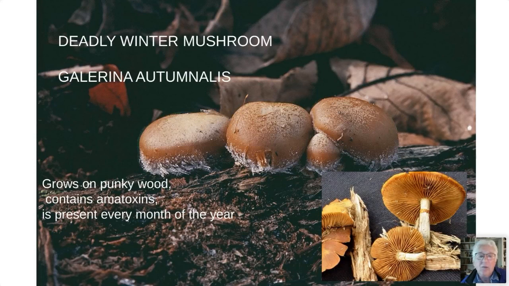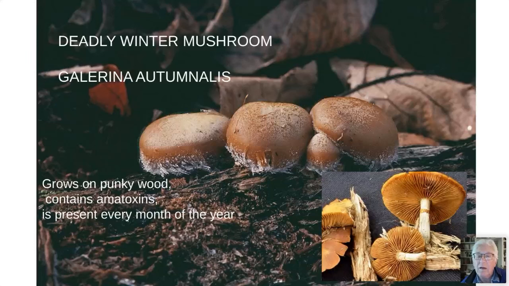They grow on punky wood, not on straight wood like the Flammulina. That wood was still standing, and you could pound it with a hammer and it would ring. This wood here, you pound it with your fist, and your fist is likely to go into the wood. It's so punky. So again, this is present. It's called autumnalis, but it's present every month of the year.